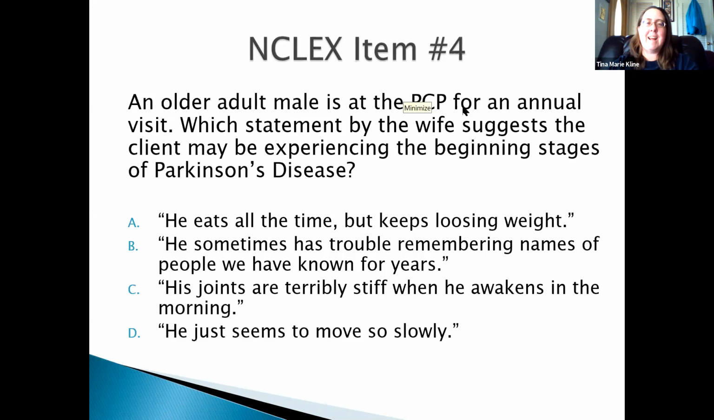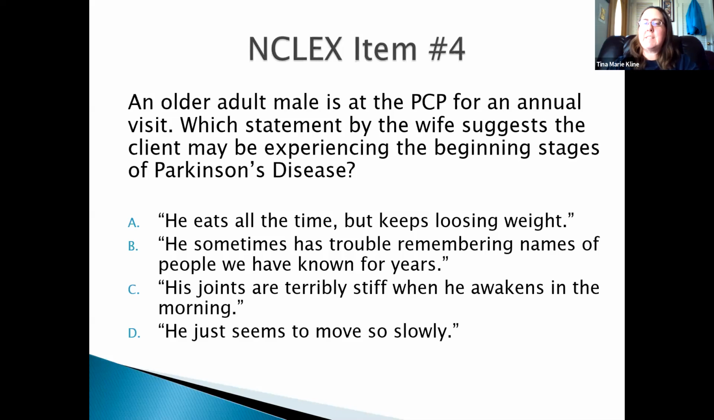Before we go to the next slide, he eats all the time but keeps losing weight. Not indicative of Parkinson's disease, but keep that in the back of your head for when we move to the rest of this unit and start talking about cancer. We're going to talk about how weight loss, particularly unintended and significant weight loss, tends to be related to an oncological process. He sometimes has trouble remembering names of people we've known for years. That could be the beginnings of perhaps some dementia, perhaps some Alzheimer's. We don't really know enough yet.